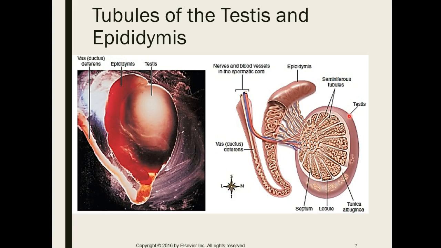So here is the testes as a whole. Then you can see the tunica albuginea, so this kind of white area, which is going to divide the testes into lobules. And then we see the seminiferous tubules inside of those lobules. And they will all kind of meet up, and the sperm will go to the epididymis on top.